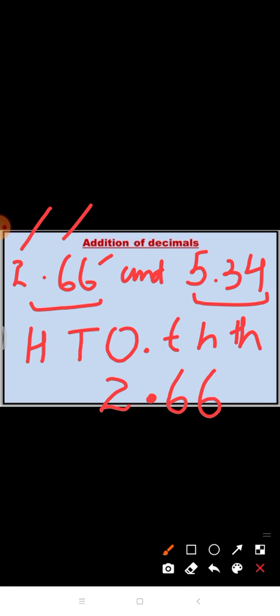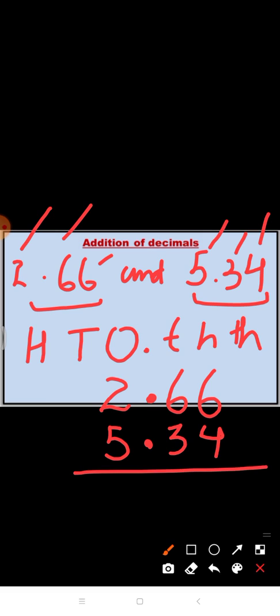Now, let's arrange the second decimal number. So 5 is at ones place, so I'll write 5 here. Then we have a decimal point. Then 3 is at tenths place and 4 is at hundredths place. Now students, add the digits as we add the digits in case of whole numbers. So I'll add here 6 plus 4 is equal to 10.